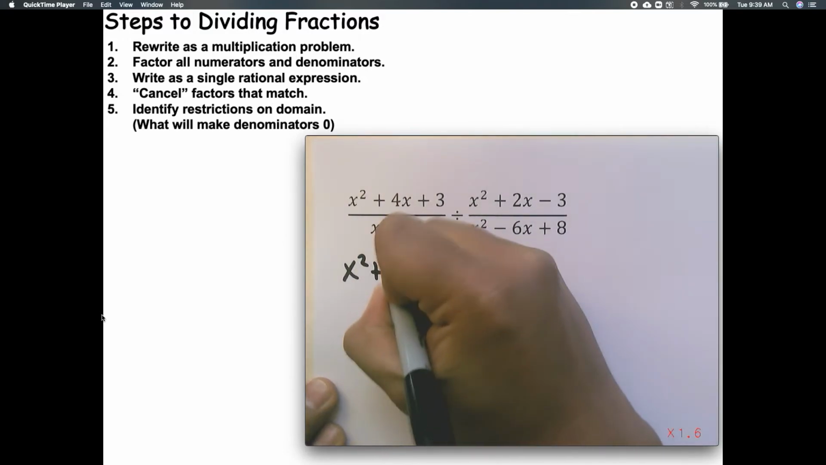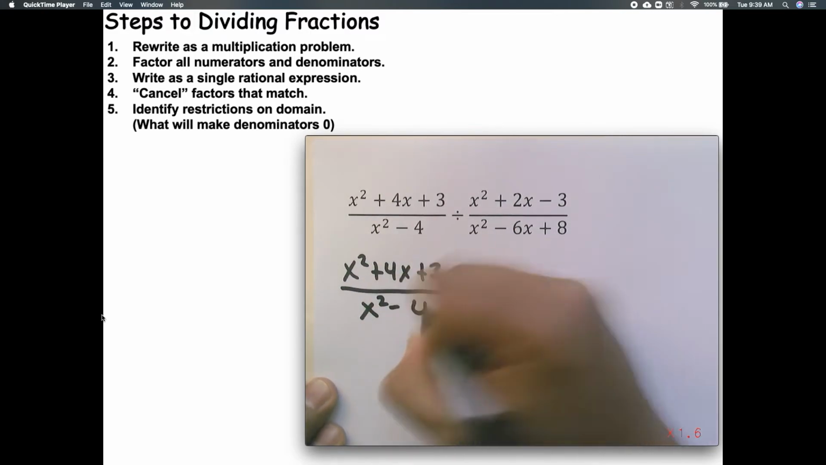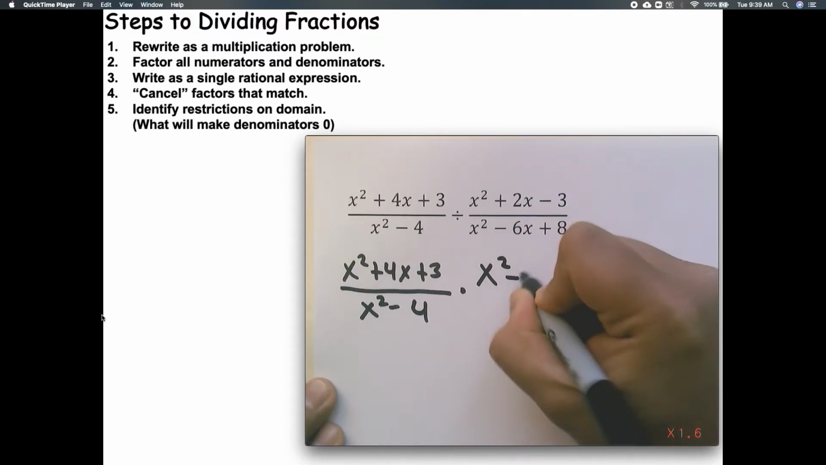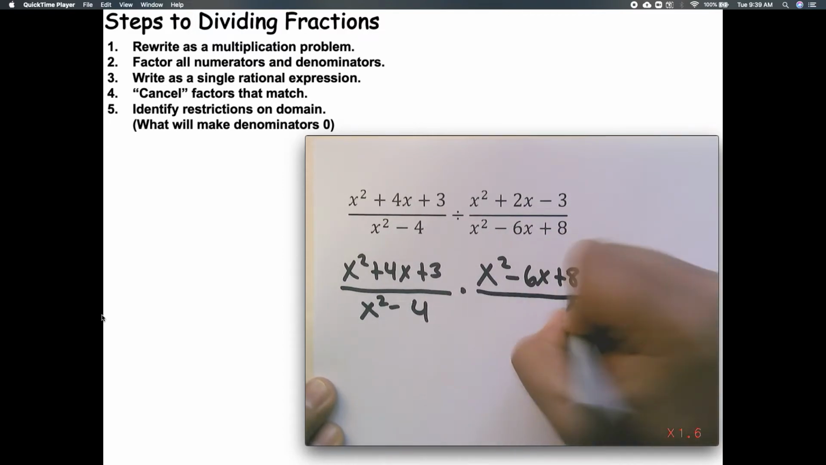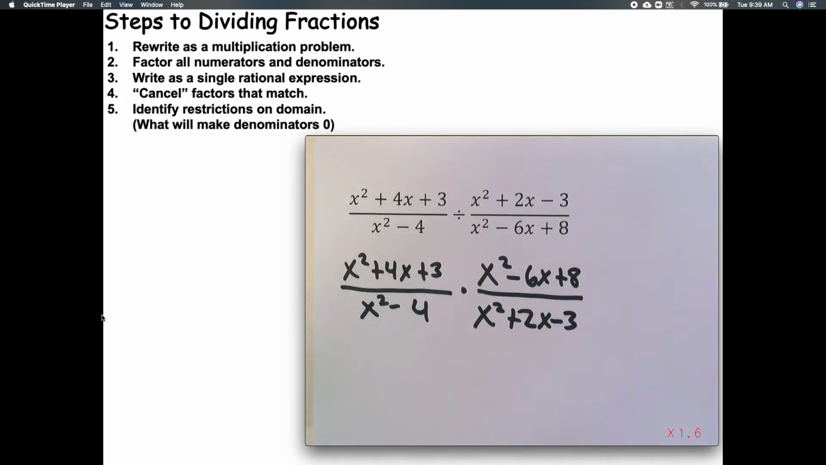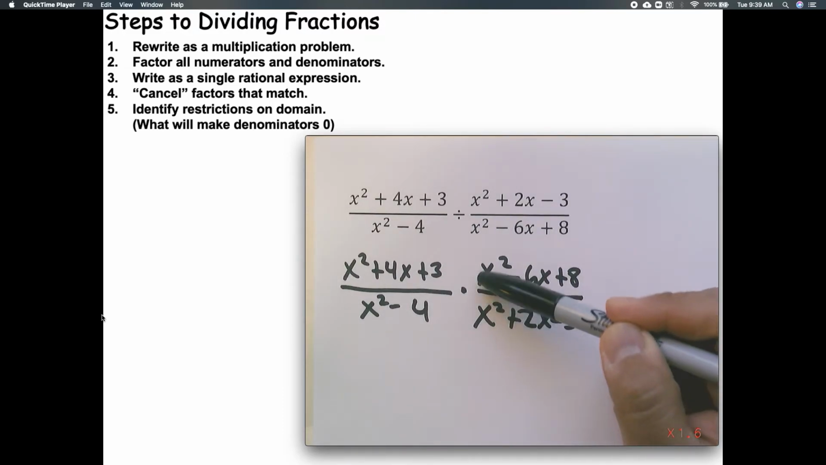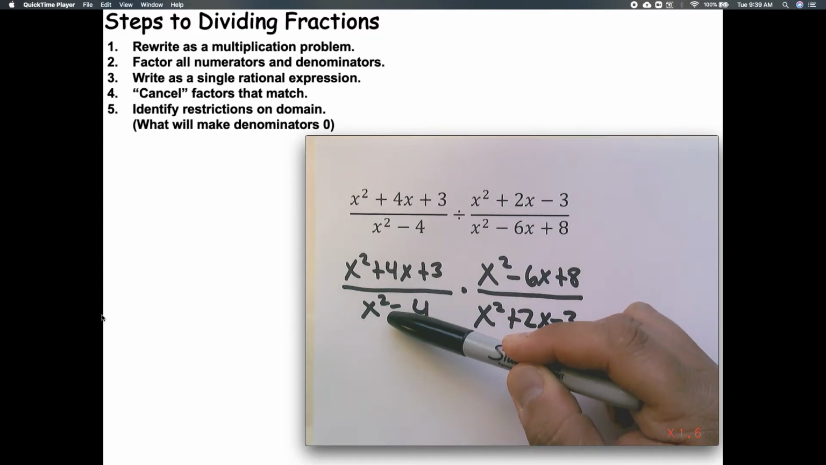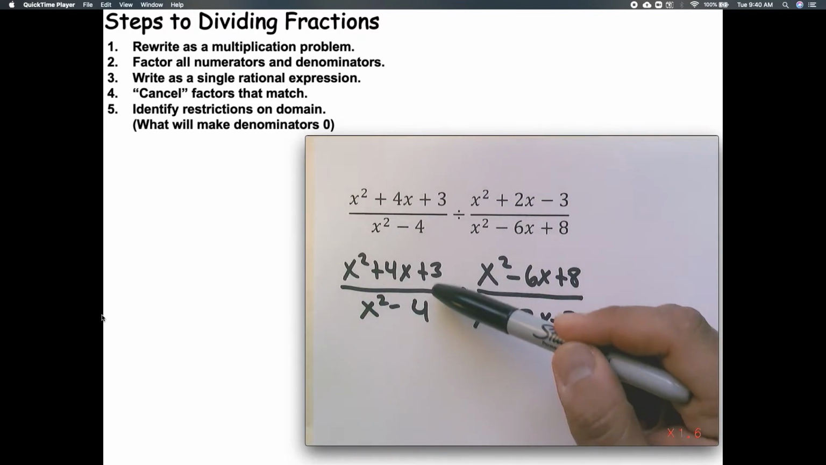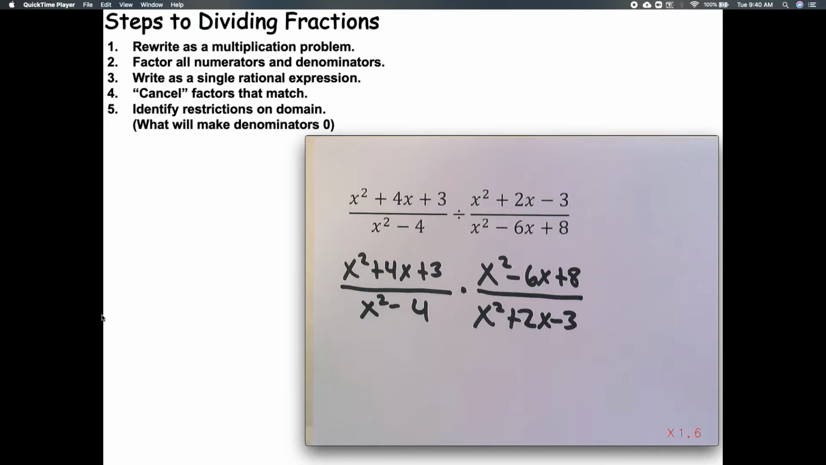x squared plus 4x plus 3 over x squared minus 4, times x squared minus 6x plus 8 over x squared plus 2x minus 3. Okay. I'm going to do the factoring a little bit faster on these ones. I can see that all 3 of these have a values of 1, and this is a difference of squares. So plan it out as you're working through. When all of our a values are equal to 1, I just have to do the x part to figure these things out. So I'm going to do that with all of these.